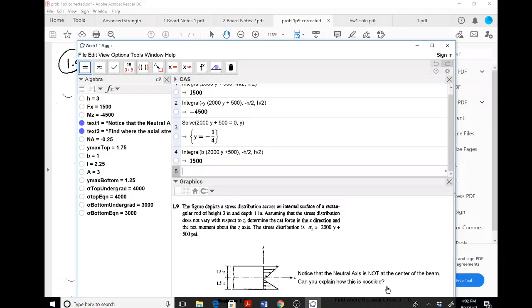And the answer, I think, is hopefully obvious after a bit of reflection, that there is an axial load on the beam as well as a bending moment, because I just asked you to find the axial load and the bending moment. So the stress distribution is not induced solely by bending moment, and that is a thing of beauty.